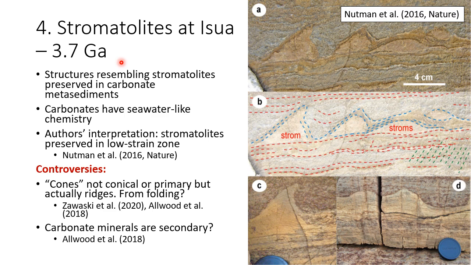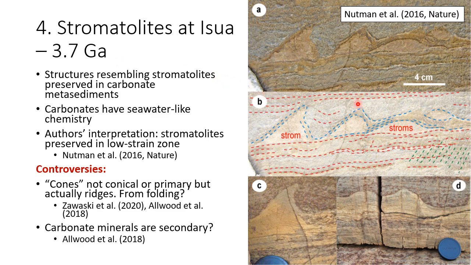So we have now stepped 200 million years further back in the geological record, and we are at Isua in southern West Greenland, looking at marine metasediments which have been relatively highly metamorphosed. So most of these metasediments have seen a fairly high level of strain, which has changed much of the original rock fabric. However, the authors of the study identified a relatively low strain zone in these metasediments, including features that they interpret to be stromatolites.